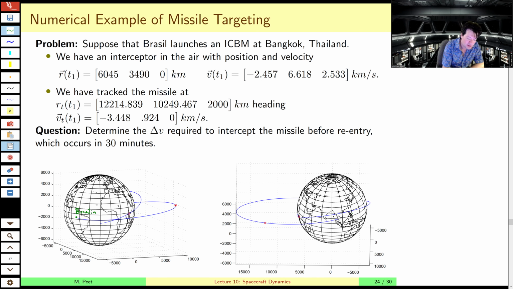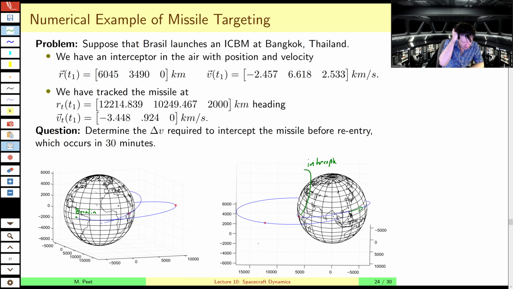And so we have this ICBM interceptor already in orbit. Here it is. This is our interceptor in its orbit. Fortunately for us, maybe we have multiple interceptors in orbit, but our interceptor happens to be in a conveniently located position to stop Brazil from blowing up Thailand. In particular, this is the interceptor here.